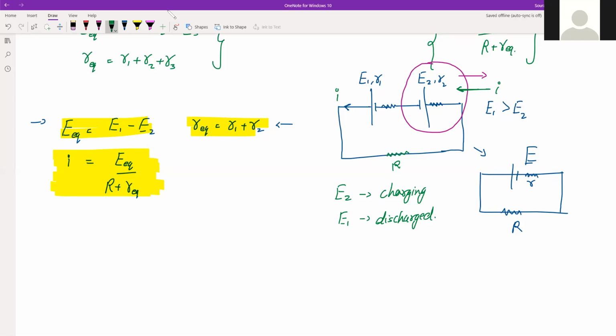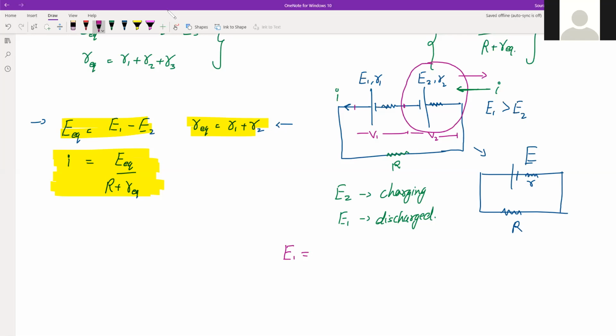What will be that? For E1, between E1 and V1. V1, as you know, V will be the potential. That means from here to here, the difference will be called V1. And from here to here, the difference will be called V2. V1 will be less than E1, right? V1 is the potential difference across the terminal of cell E1, and E1 is discharging, so that's why its potential will decrease.